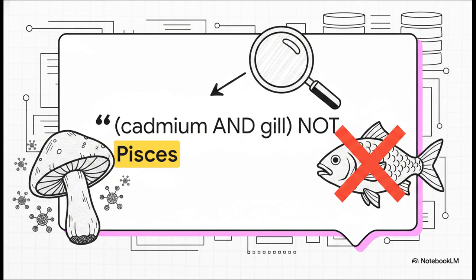Imagine you're researching the chemical effects of cadmium on mushroom gills, but your search results keep flooding you with aquatic biology papers about fish. By slapping "NOT Pisces" at the end of your query, you actually save yourself from reading about literal fish when you only want chemical data on fungi. It's such a great trick.